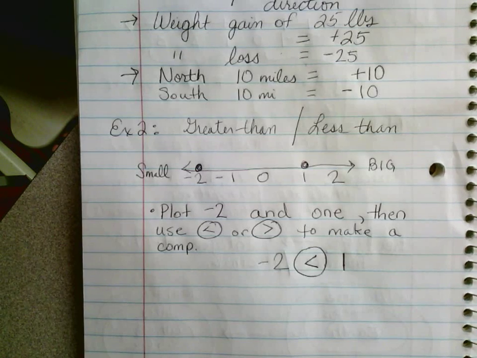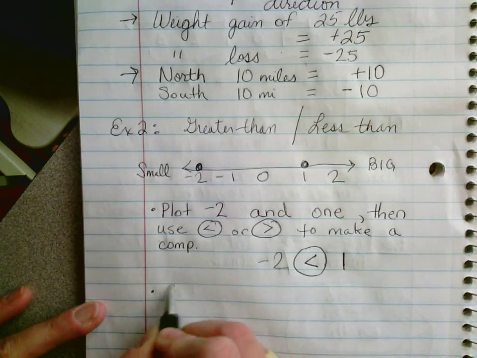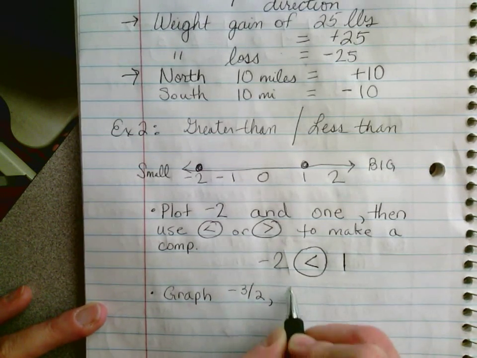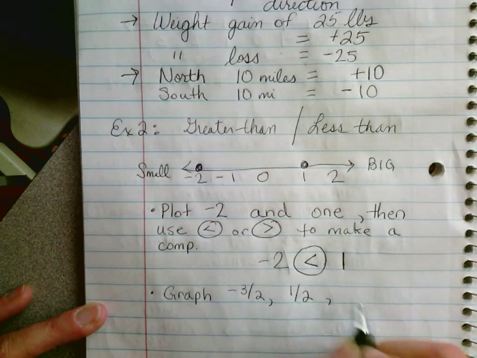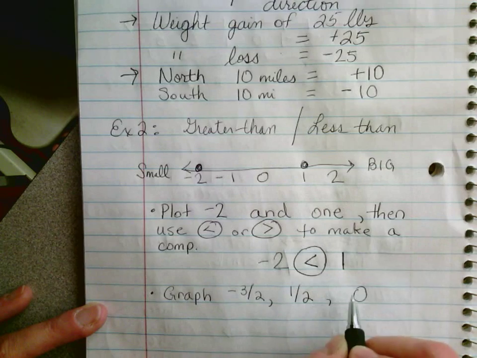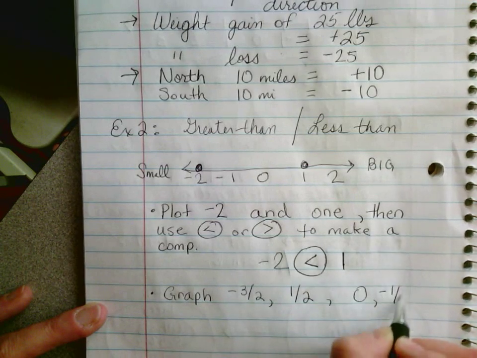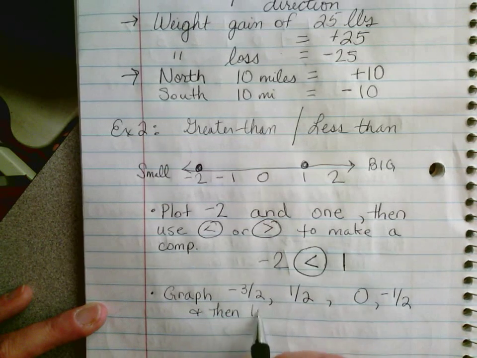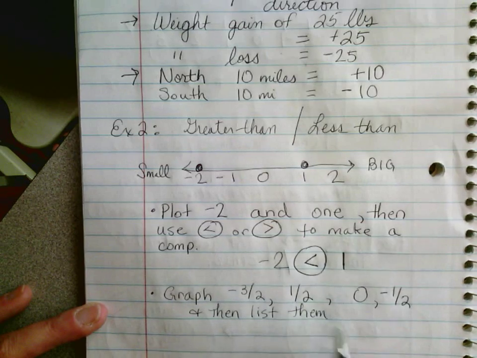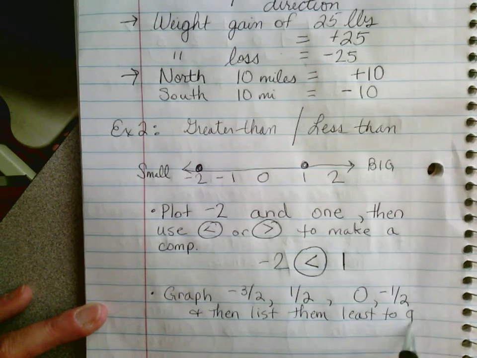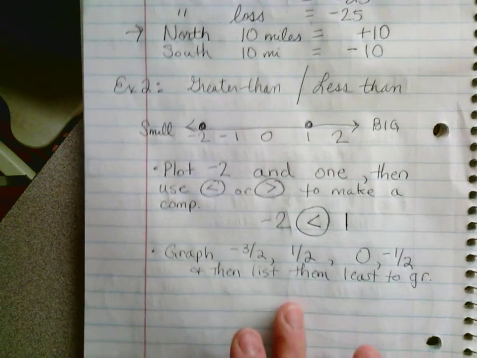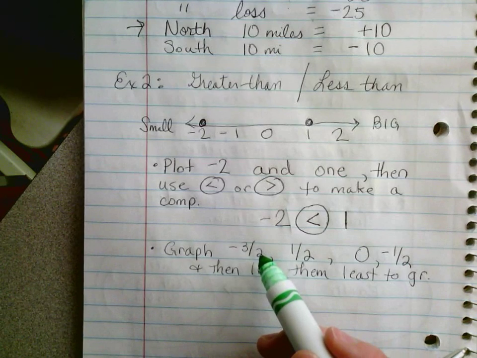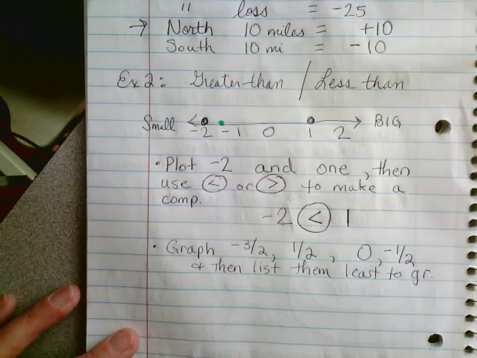Or if I said to you, I'm going to use the same number line. Graph -3/2, 1/2, 0, and -1/2, and then list them least to greatest. All right? I'm going to use the same number line. -3/2 is -1.5, right? Right there.